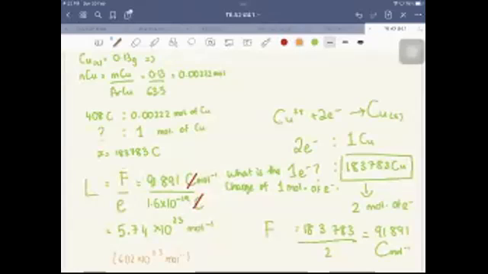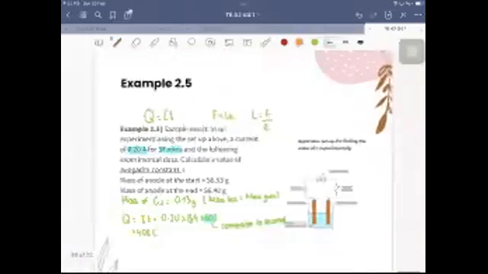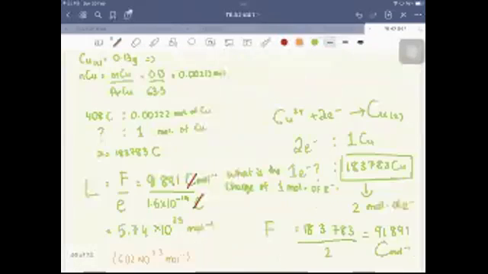Okay, so example 2.6. A student passed a constant electric current of 0.15 amps through a solution of silver nitrate using pure silver electrodes for 45 minutes. The mass of the anode decreased. Use this data to calculate the charge on a mole of electrons.